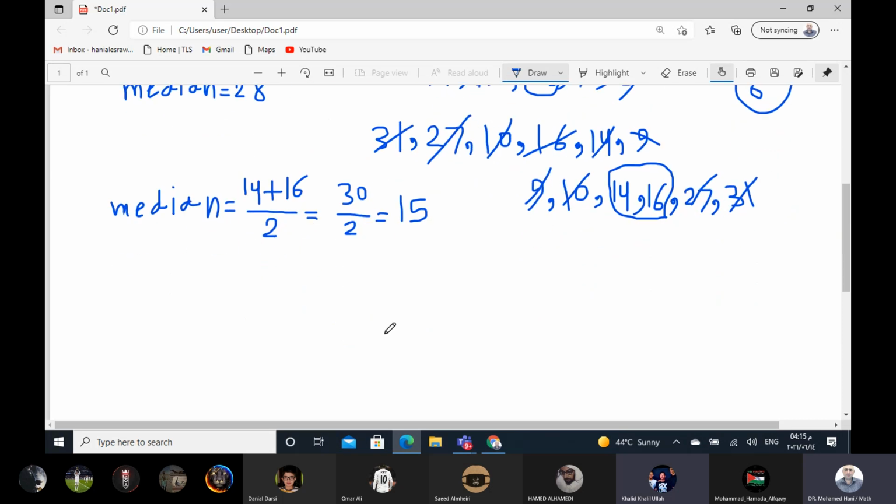Great. Now I have an example for you. Suppose we have 55, 56, 46, 1000, 40. Now I want all of you to try to find the median. Then tell me what is your answer. Start, please.